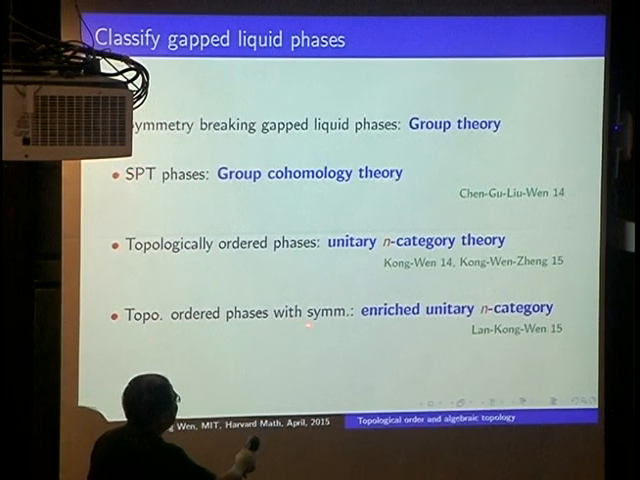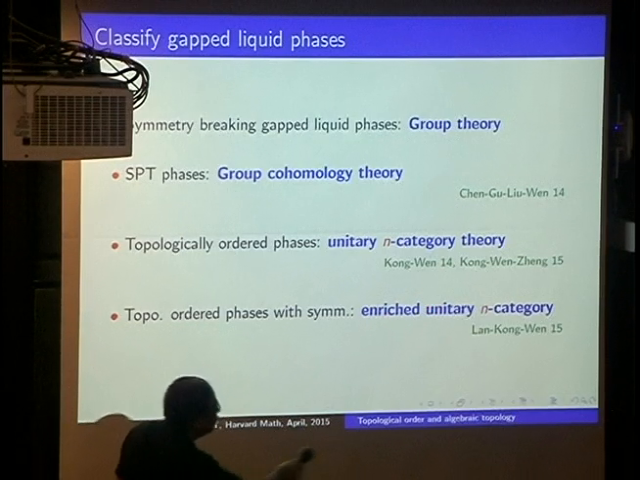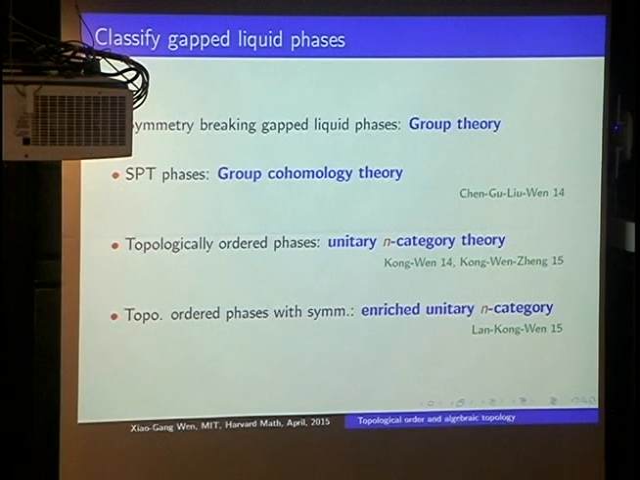But topological order with symmetry is, maybe this is a conjecture we are thinking about, some kind of enriched unitary n-category theory. In tensor category theory, there's a natural thing called enrichment, and this idea seems to be in the right direction. But this is completely a guess. So today I mainly just discuss this part. It looks like this more modern mathematics, algebraic topology or algebra and things like that, may have a very close connection to the classification problem for quantum phases of matter. Okay, thank you.